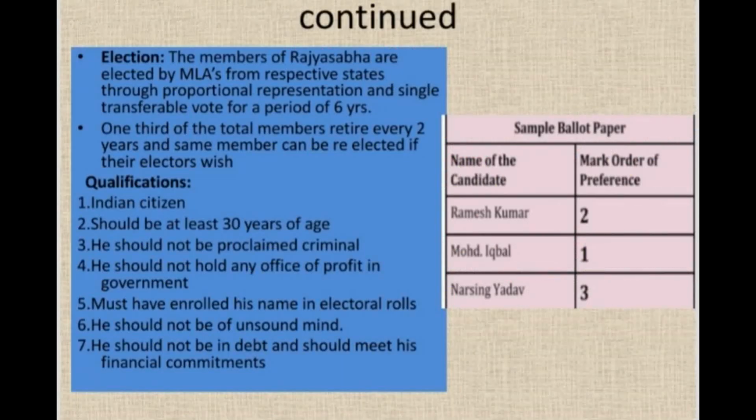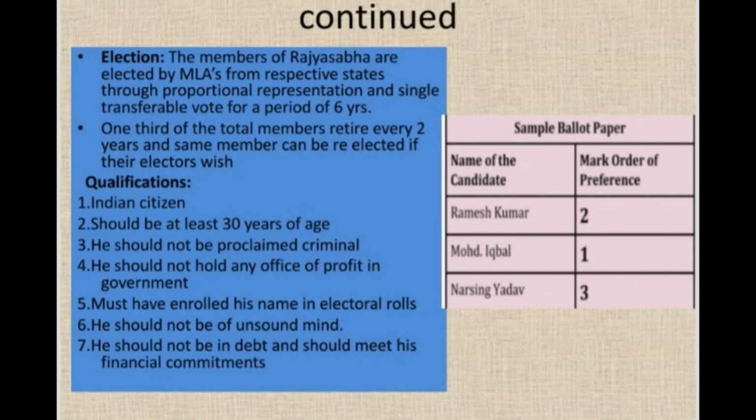Now let us understand the election of Rajya Sabha members. The members of Rajya Sabha are elected by MLAs from their respective states through proportional representation and single transferable vote for a period of 6 years. So that means the members of Rajya Sabha are not elected by the people of states. They are elected by the people's representatives of states called MLAs. The MLAs from each state, belonging to their respective parties, will elect the members of Rajya Sabha, and this election is of indirect type. That means people will not elect, but their representatives called MLAs will elect, and it is through proportional representation.